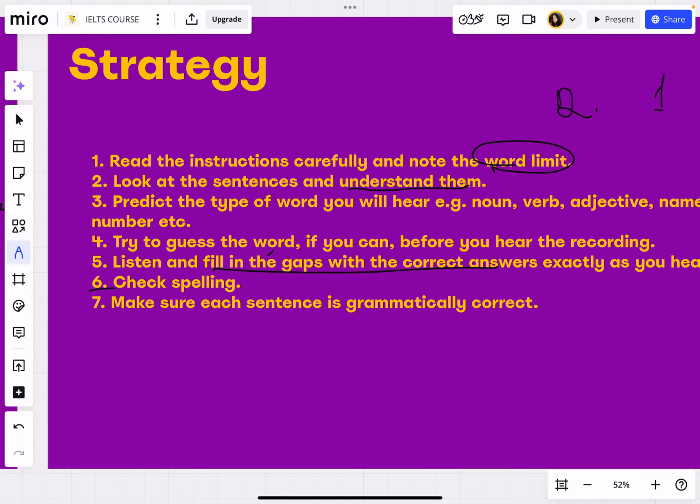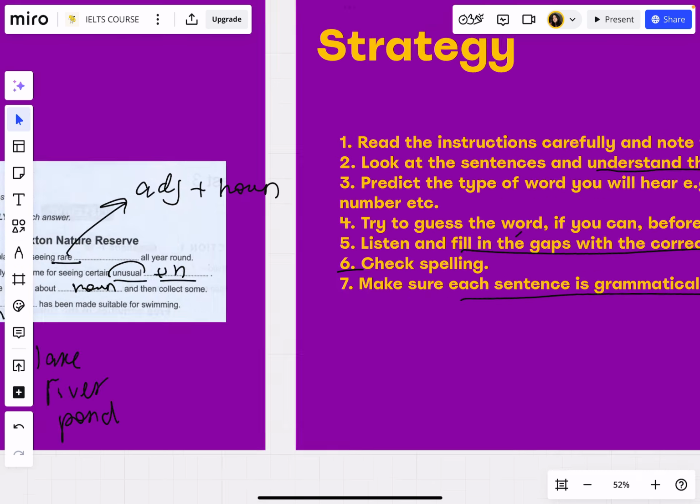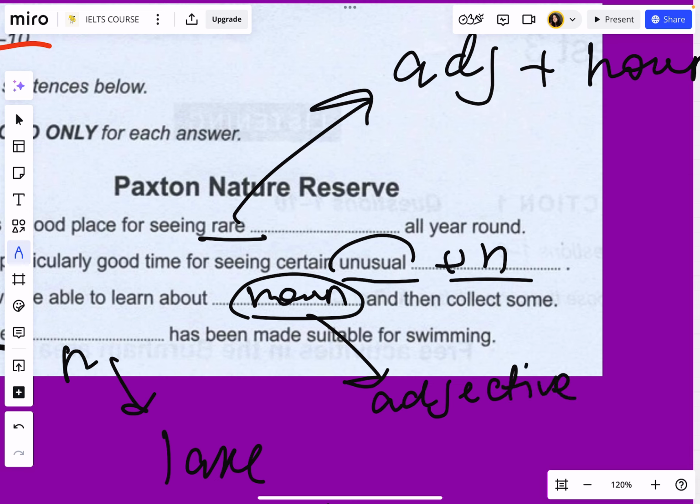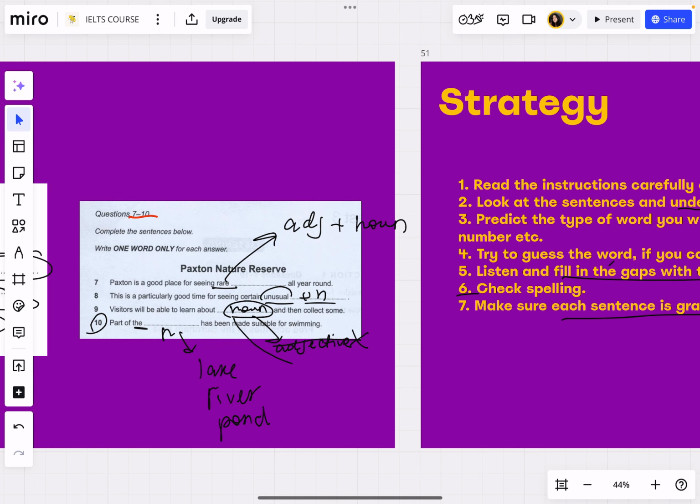And the next one is to check spelling. Checking spelling is very important in any IELTS listening task, and also make sure that each sentence is grammatically correct. If you write an adjective here, it's going to be incorrect because it requires a noun, so you need to write just a noun, nothing else, because the sentence should be accurate, яғни сөйлем оқыған кезде түсінікті болу керек. Біз грамматикалық қателіктер жасамау керекпіз сөйлем құрастырғанда. So that's why it's very important.